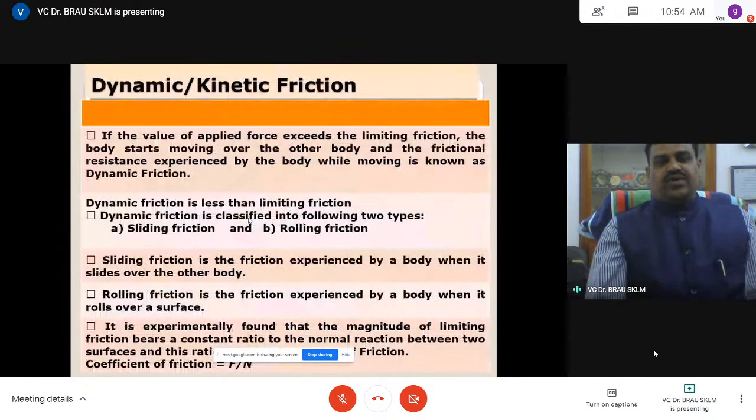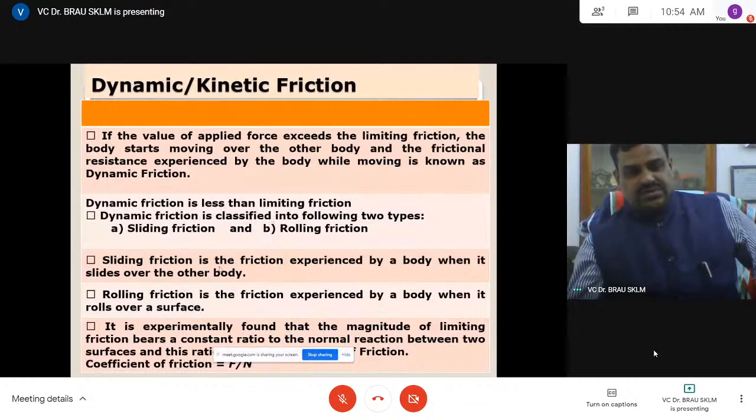Experimentally, you can find that the magnitude of the limiting friction is the ratio of the normal force, that is the normal reaction between the 2 surfaces, and the tangential force. That is, the ratio of the tangential force divided by the normal reaction is called the coefficient of friction. This is already defined, but in each case, in the sliding case we have to define one value, and in the rolling case we have to define another value.